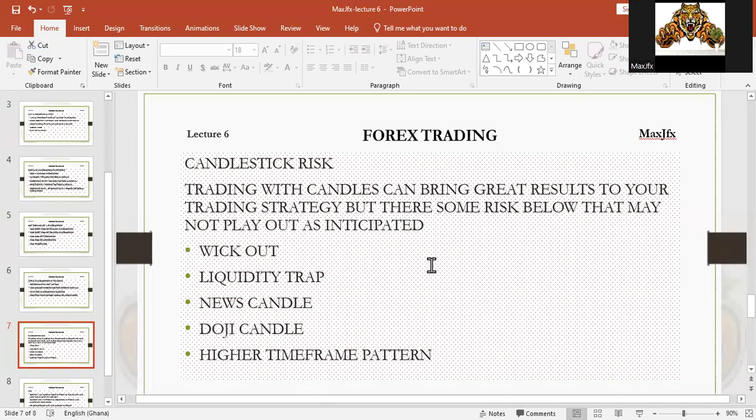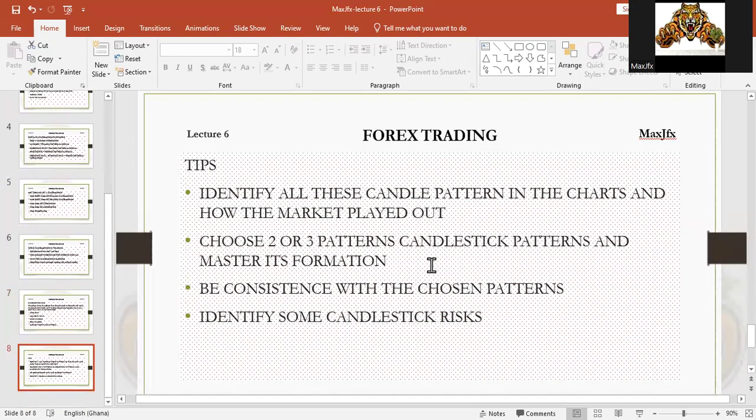Yes. So, the higher time frame patterns. Higher time frame patterns can also be very wrong. Sometimes a pattern on the higher time frame is very strong, but it's not always the case. Or sometimes you see a nice pattern on the higher time frame, and once you trade it, it just goes against you. It is very frustrating. So these are the risks in using candlestick charts. But overall, I think trading with candlesticks has been very beneficial to me.